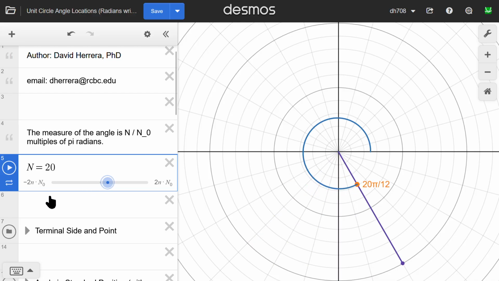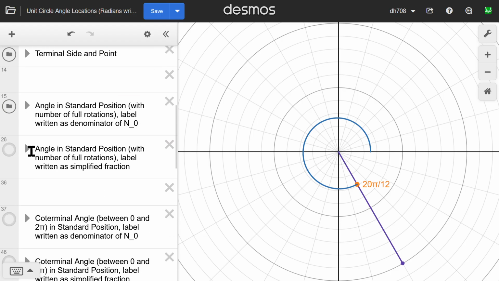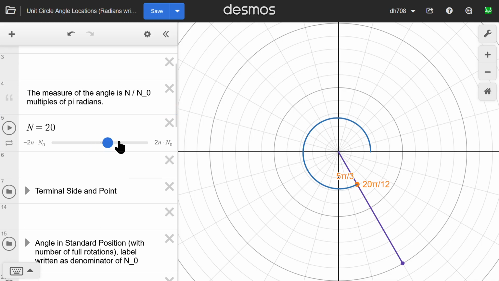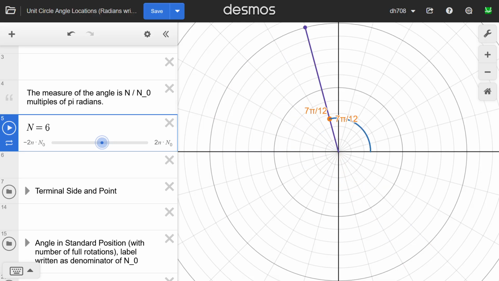Now, the really neat thing about this is that if I go and turn on the simplified form, let's start back at 0. This is 0 out of 12, 0 out of 1. It doesn't really matter. They're the same. 0. This is 1/12. This is 2/12, but 2/12 simplifies to 1/6. And then 3/12 simplifies to 1/4. 4/12 simplifies to 1/3. 5/12 doesn't simplify. 6/12 is a half. And then you can keep going.